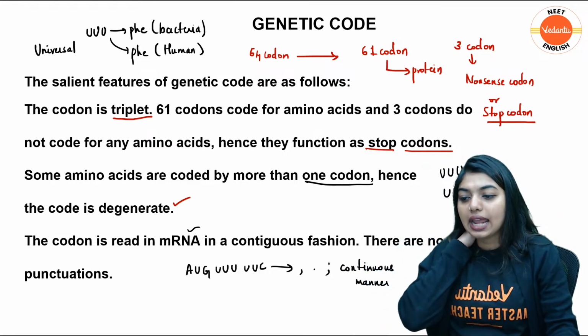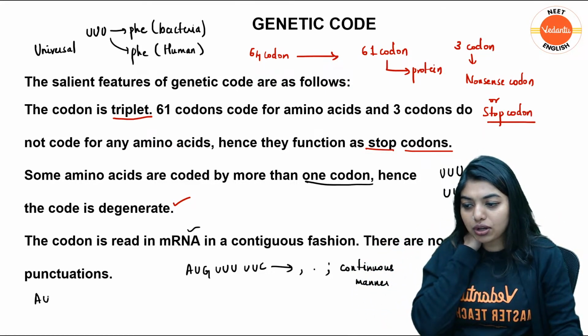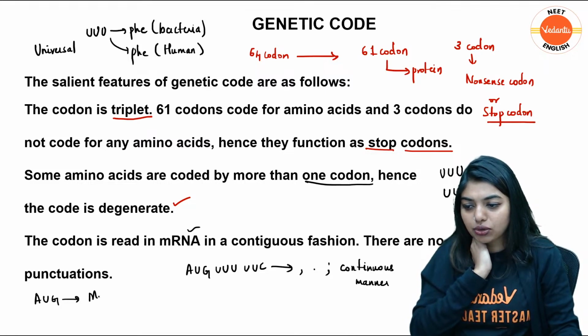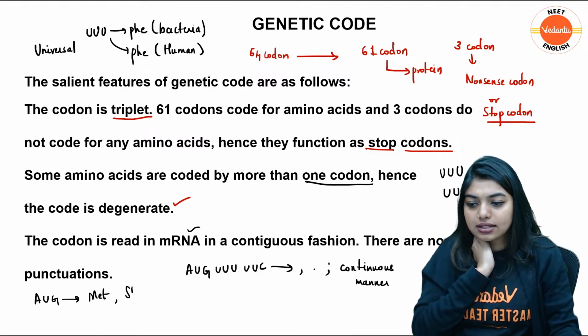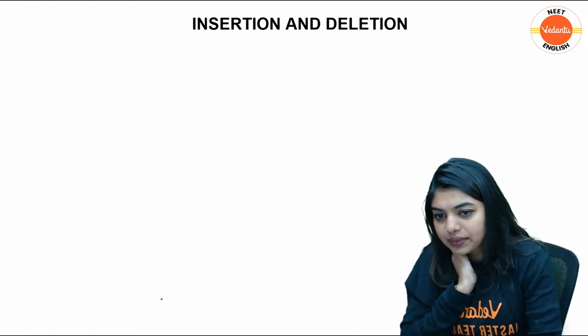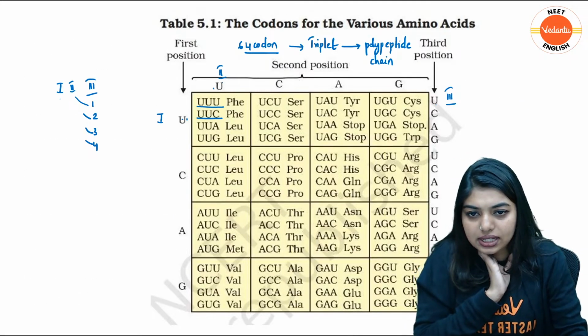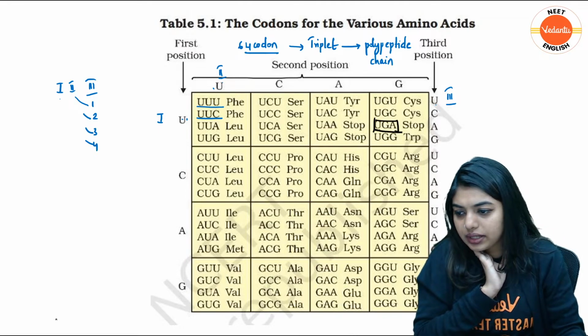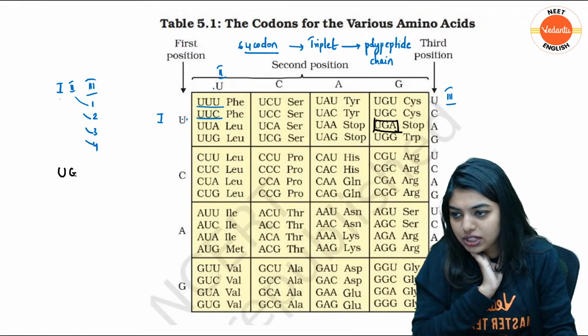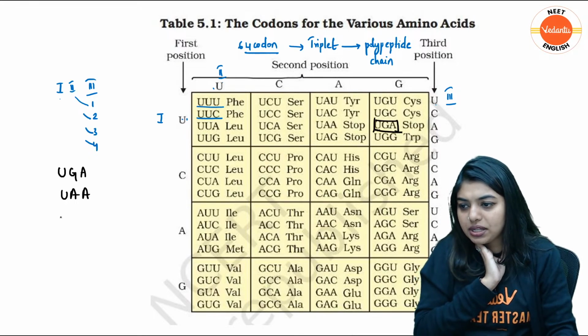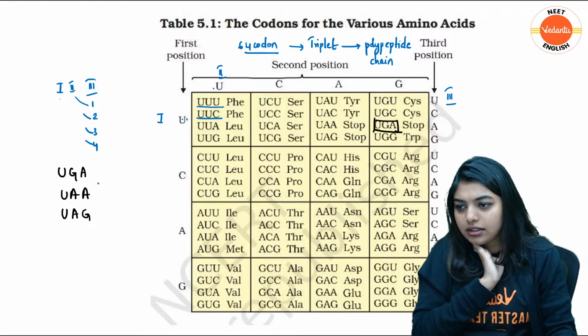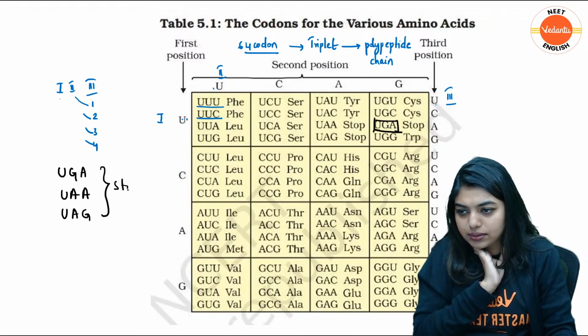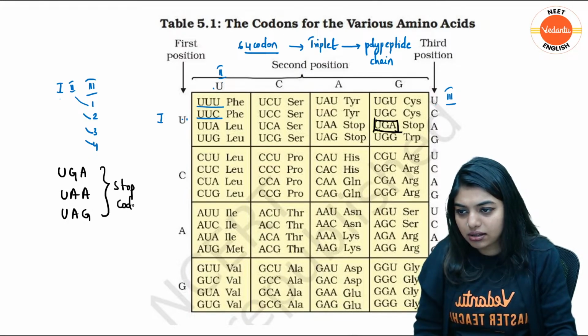Then some codons will have dual function. Like AUG will code for methionine, but it also acts as a start codon. Now if you look here, you can see which are the stop codons. UGA, UAA, UAG. Please make a note. These three are the stop codons.